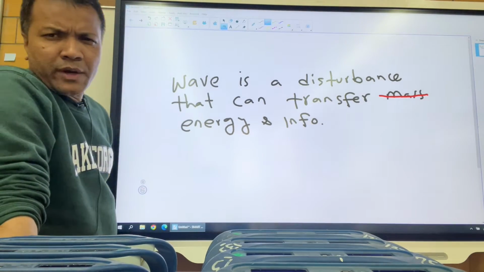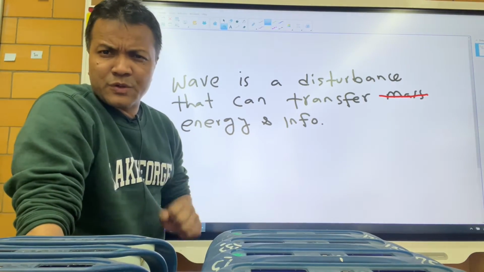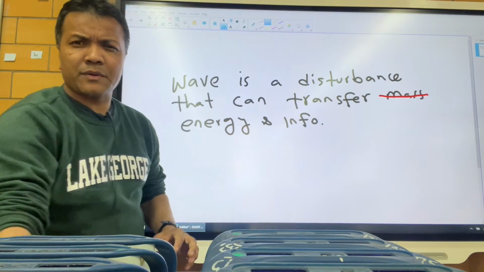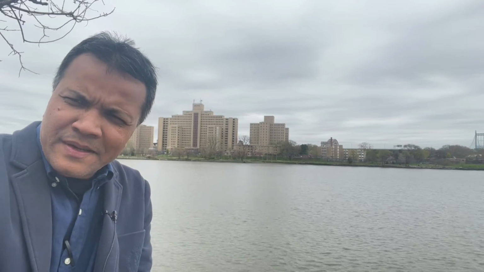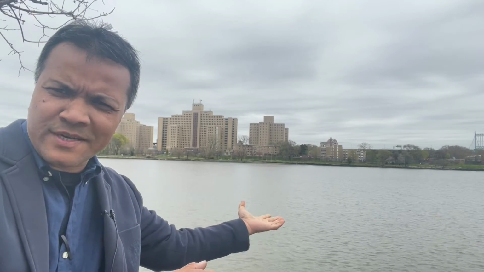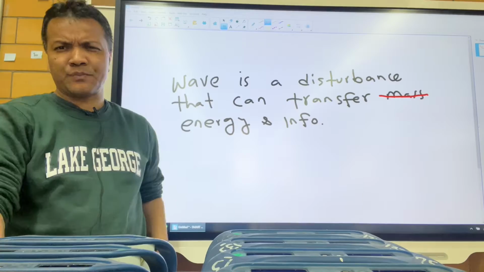How can you create a wave? It's very simple to create a wave. You can take a slinky, and if you move it up and down, you can create a transversal wave. Or you can take a slinky and move it back and forth, you can create a longitudinal wave.